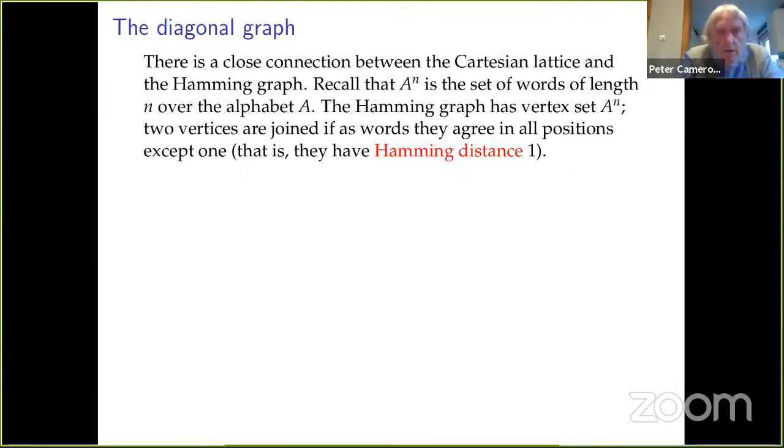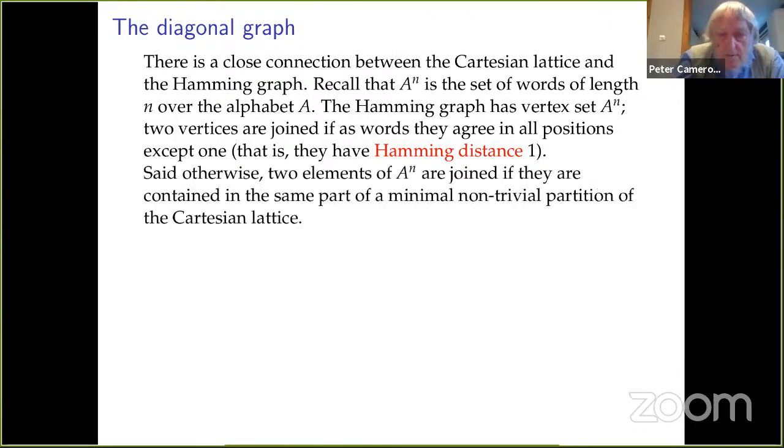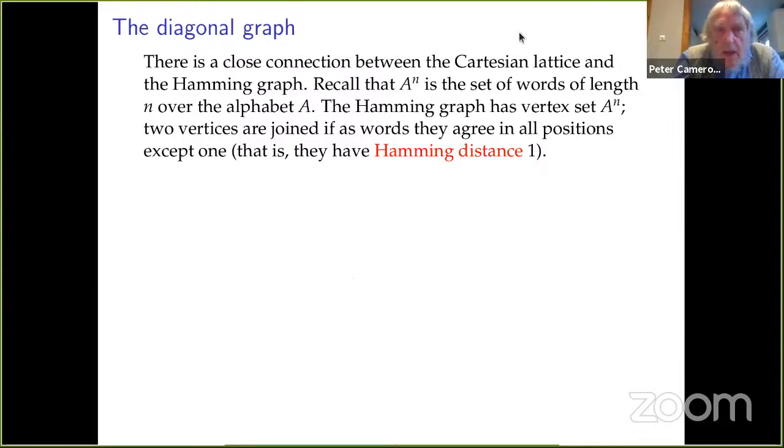So I want to go to graphs now. There are many other directions you can go from this thing, graphs, projective spaces, all kinds of things, but I want to tell you about something that we call the diagonal graph.